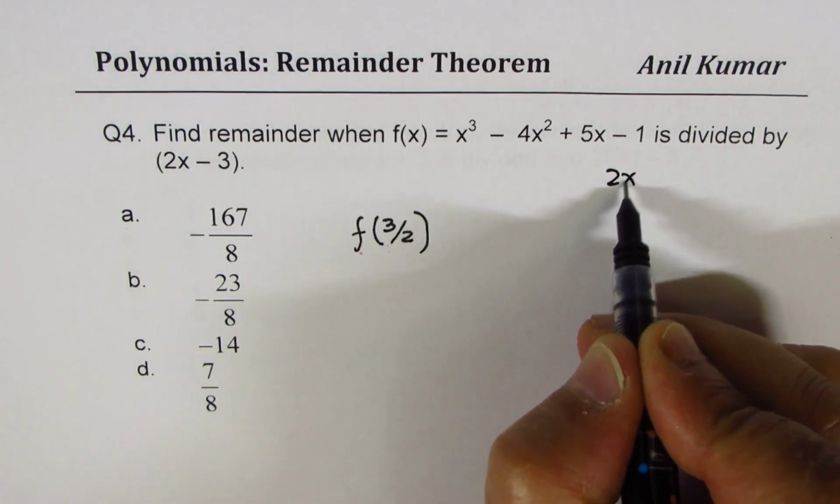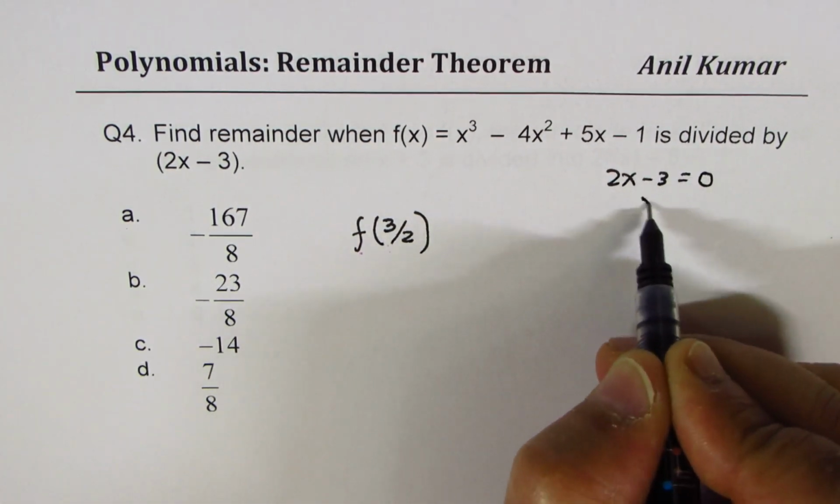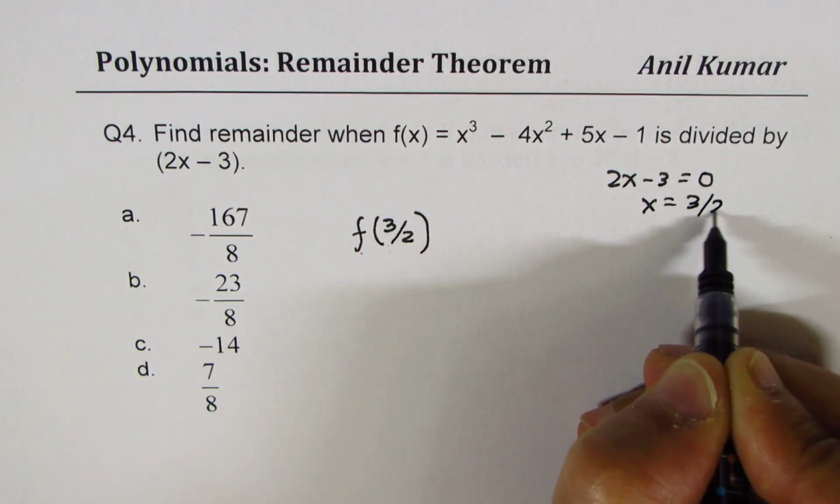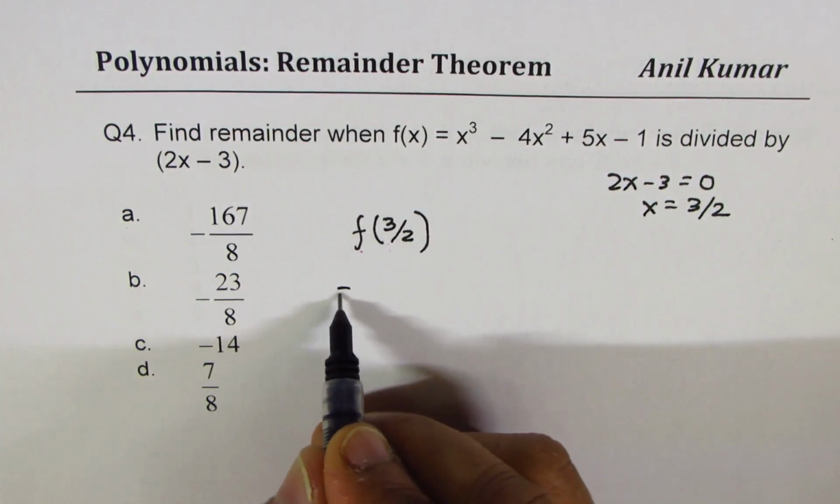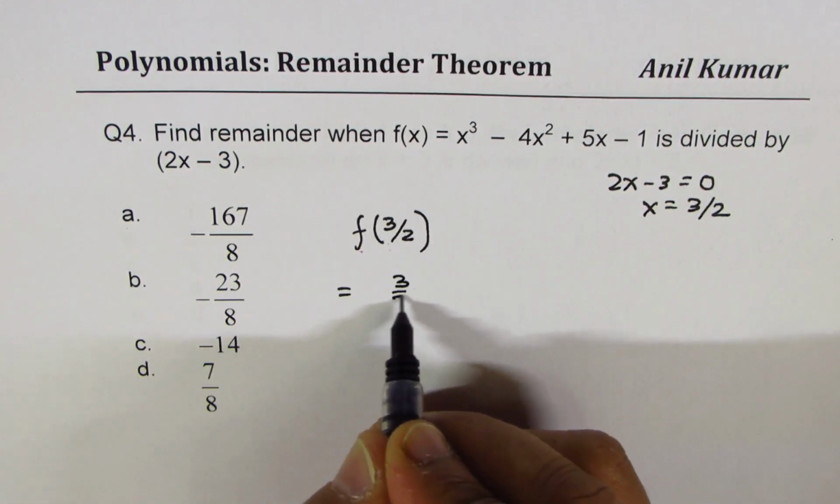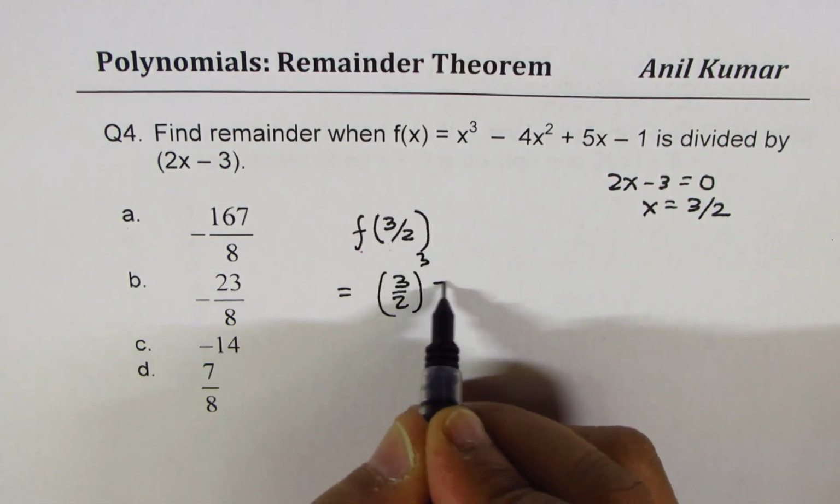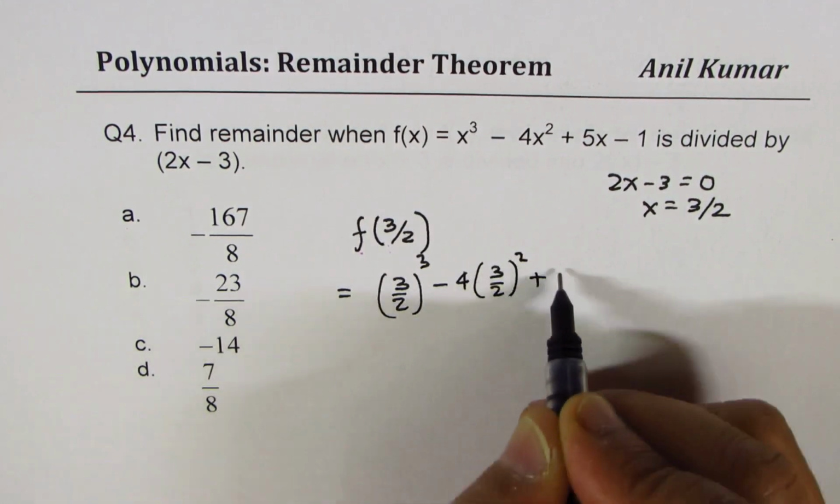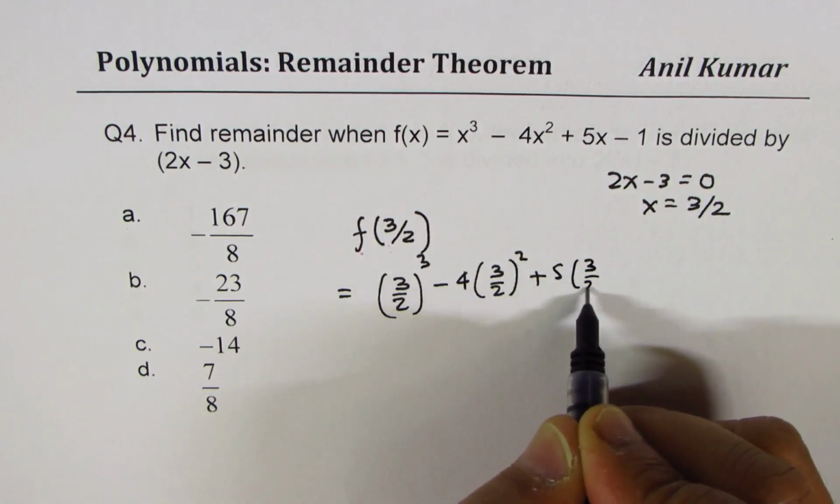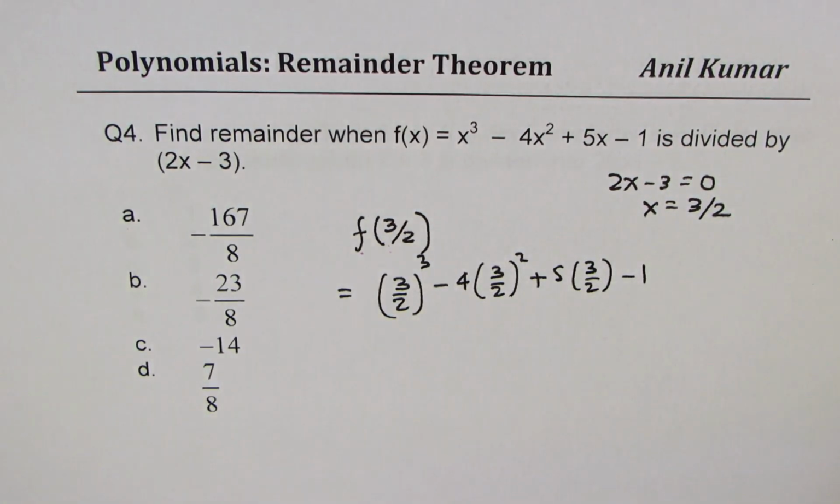So you should write 2x − 3 = 0, x = 3/2. So we are trying to calculate this particular value. We have to write (3/2)³ − 4 times (3/2)² + 5 times (3/2) − 1.